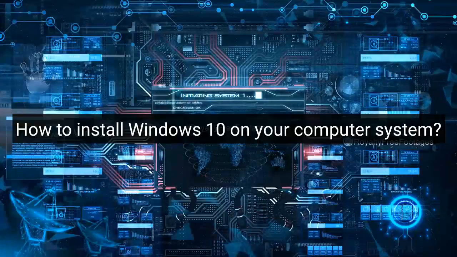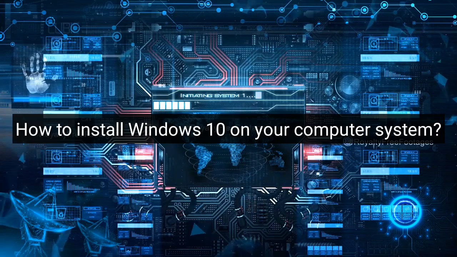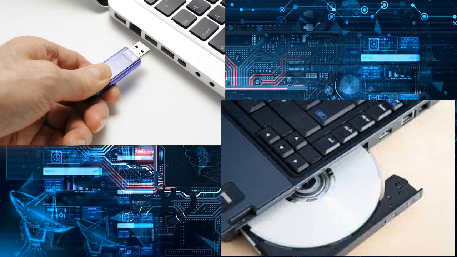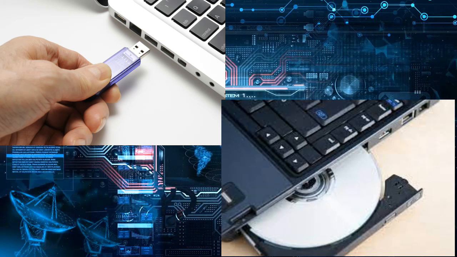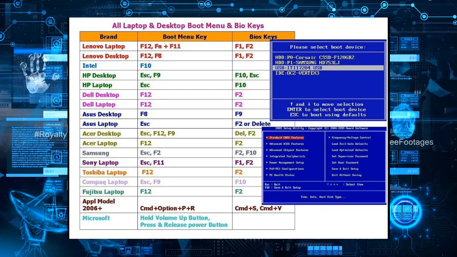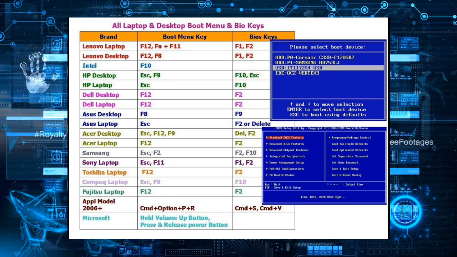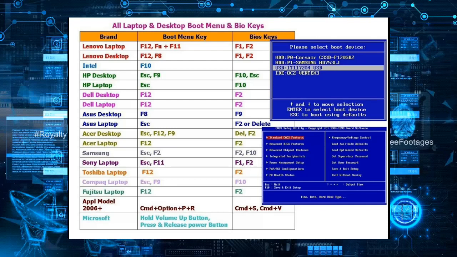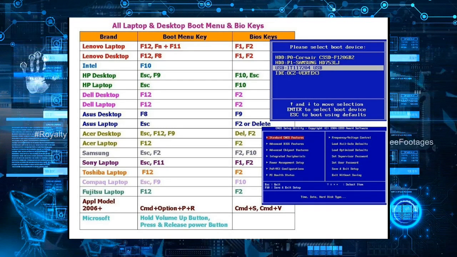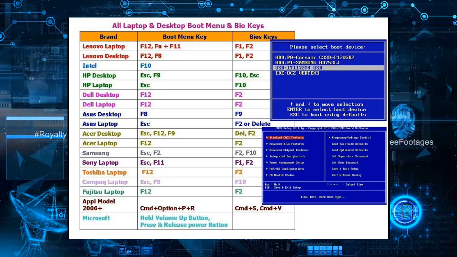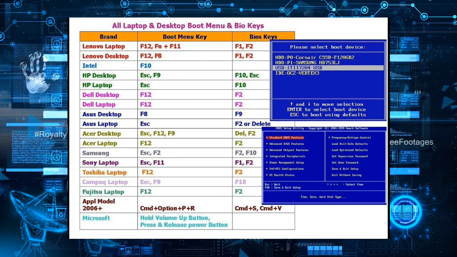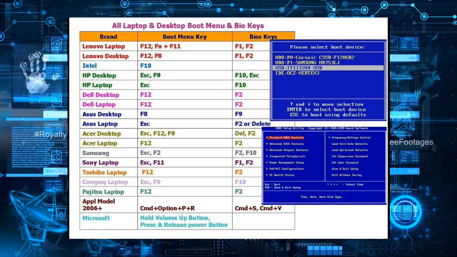How to install Windows 10 on your computer system? Make sure your Windows 10 installation media, such as the disk or flash drive, is connected to your computer. Press and hold Del or F2 to enter setup. This key may also be a different key. Most computers will display a message on startup that says press a key to enter setup, or something similar. So look for this message when your computer restarts to confirm the key you should press to access the BIOS.